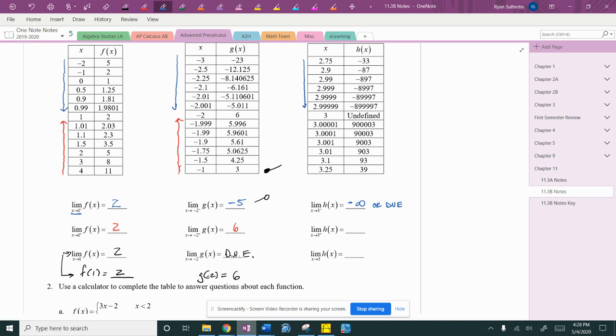So both of these, like if this were a multiple choice question, both of these would not be answer choices. You would have one or the other. Now let's look at 3 from the right.